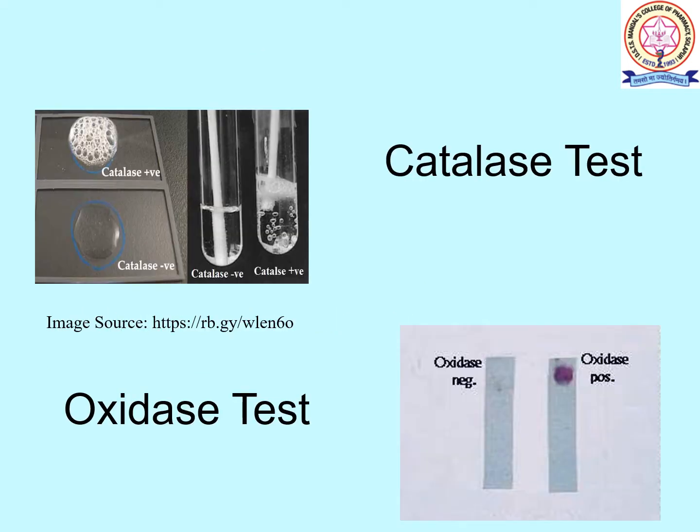The very first test is the catalase test, and the oxidase test. Here we can see that the biochemical tests are the definitive way to identify the bacterial species. The growth media will grow the bacteria, and these tests will be helpful to identify the bacterial species. So the very first test is the catalase test.